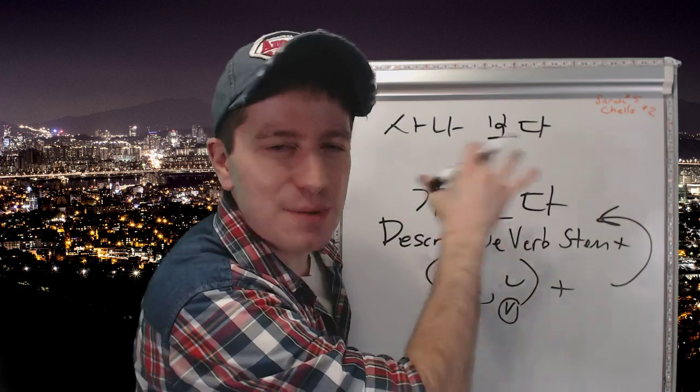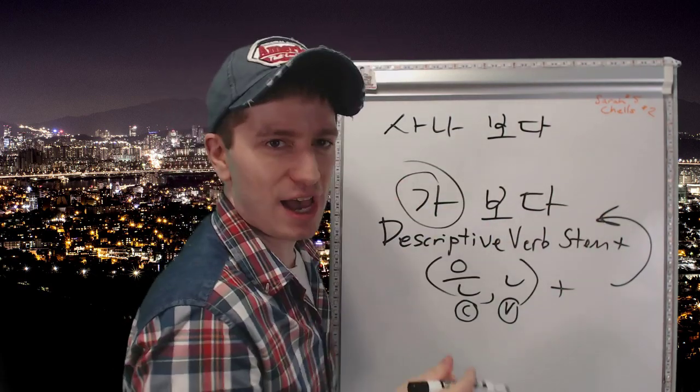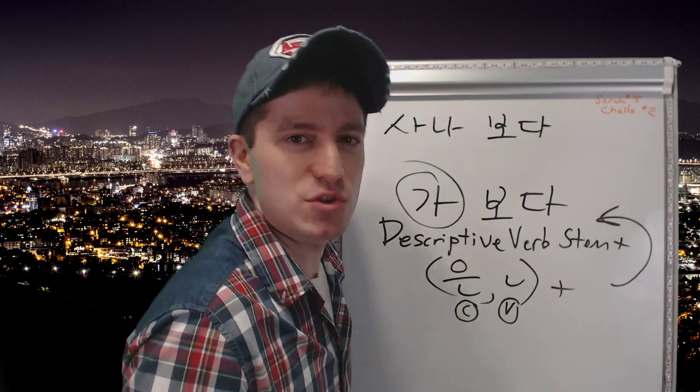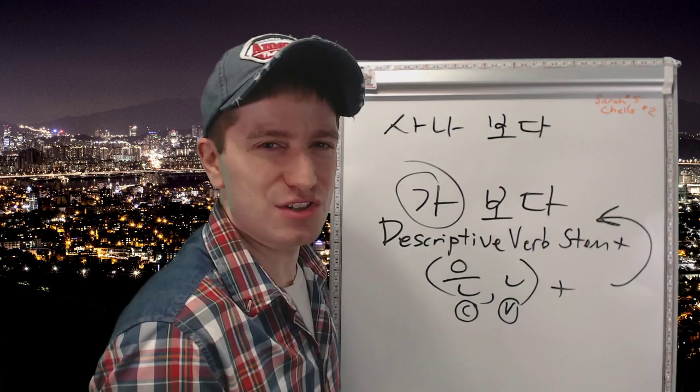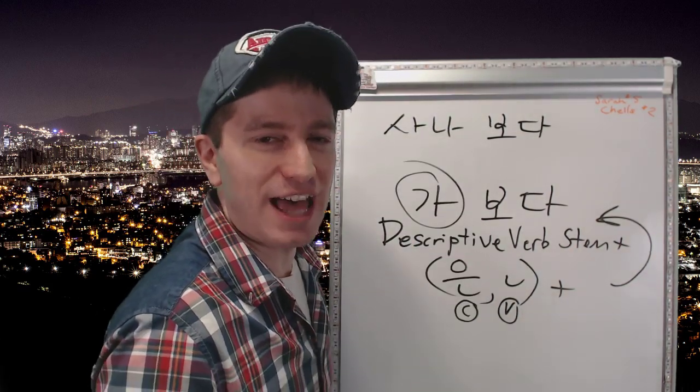And I'll give you another example of something like this too. I just wanted to show you that it's not just 가 보다, but in general a lot of verb stems will have this same sort of rule for those characters no matter what the grammar form is. So yeah, 사나 보다, not 살나 보다.